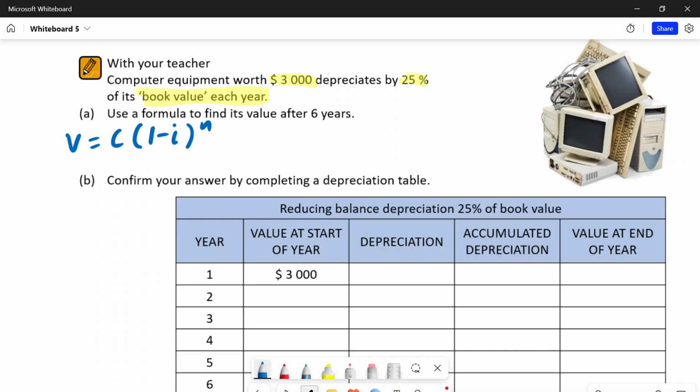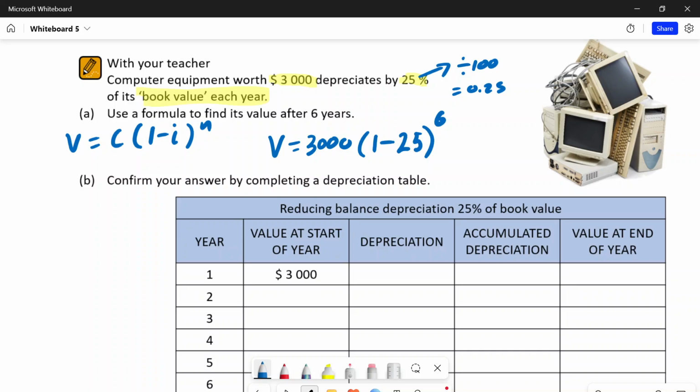So to do part A, I'll use this formula. So V equals, okay, so the C is 3,000, that's the original value, and 1 take, okay, so it's 25% divided by 100 gives us 0.25 as our rate of depreciation. And because we want to do this for 6 years, we go to the power of 6.